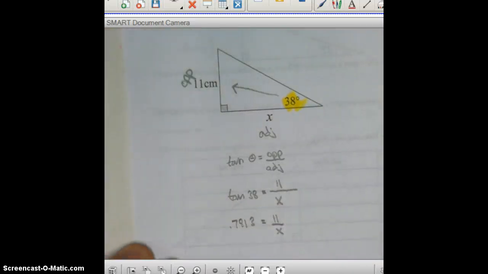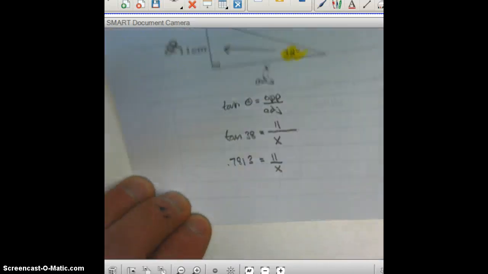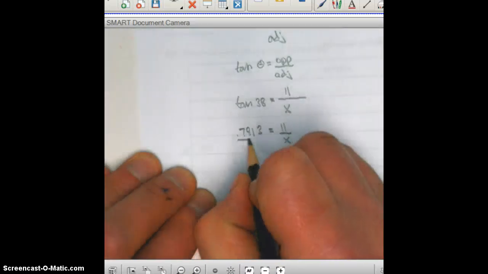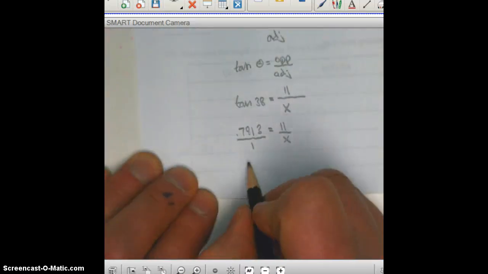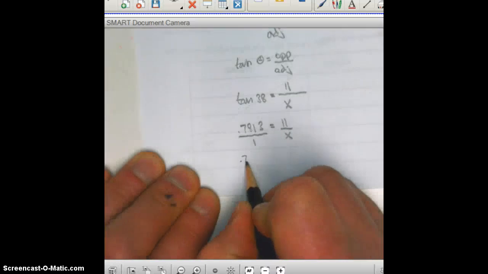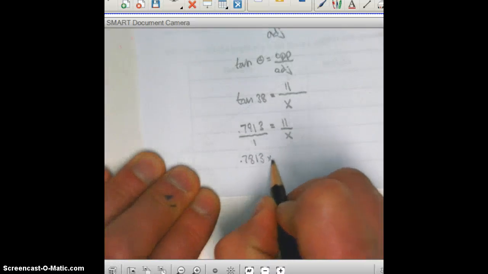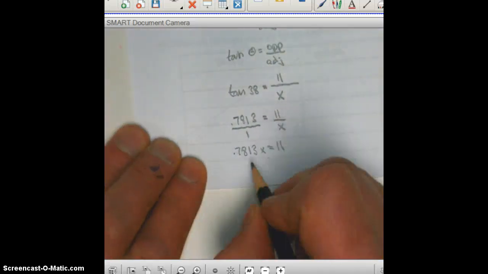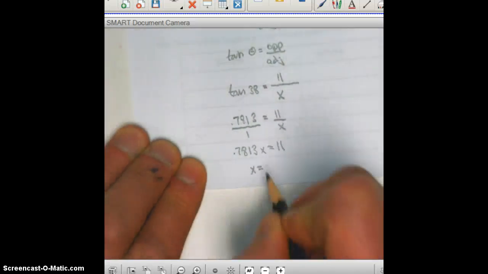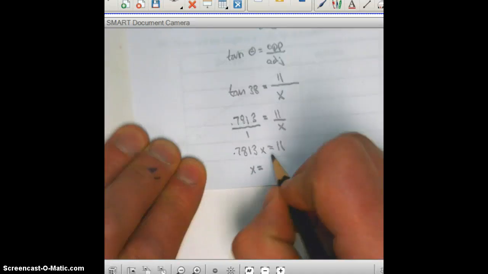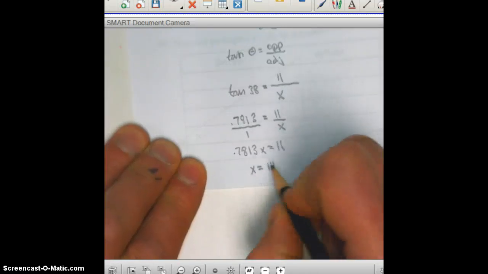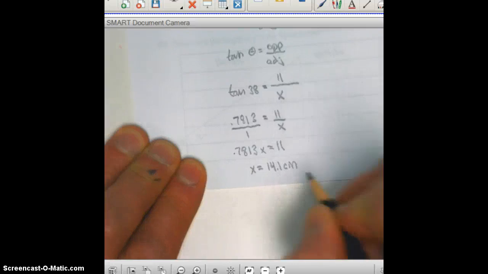We're going to change the 0.7813 into a fraction. We're going to put it over 1, which is going to make it easier for us to cross multiply, and when we do, we get 0.7813x equals 11. We're going to then divide both sides by 0.7813, and that's going to give us a value for x of 14, and we'll round to the nearest tenth in this case, so we'll get 14.1 centimeters.